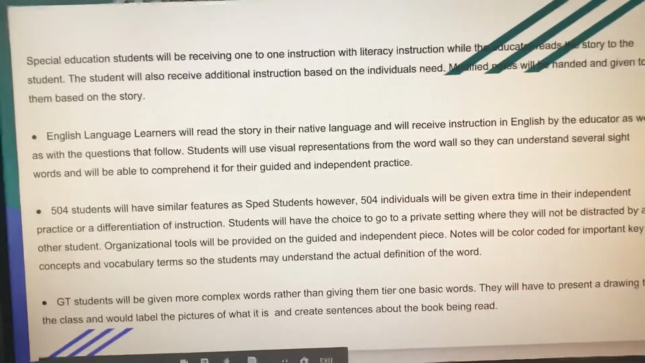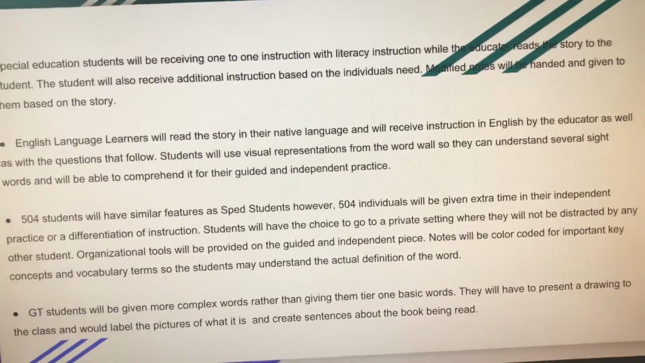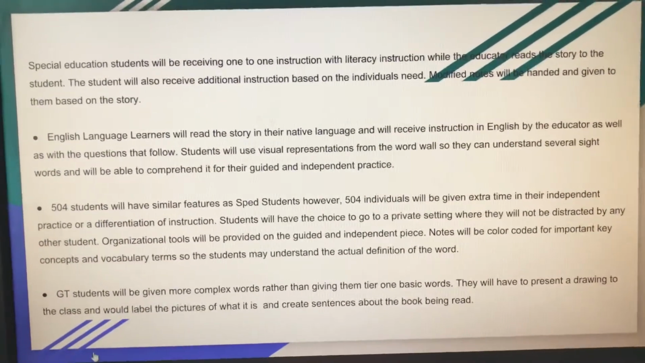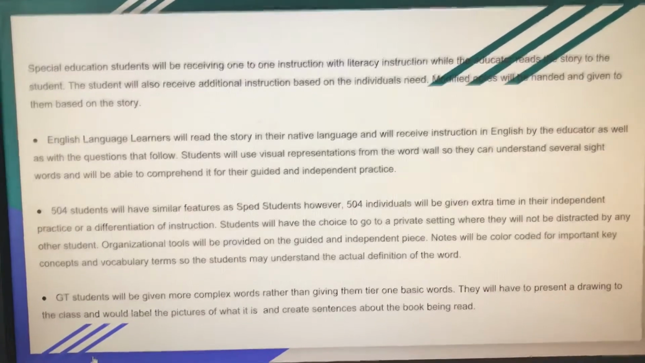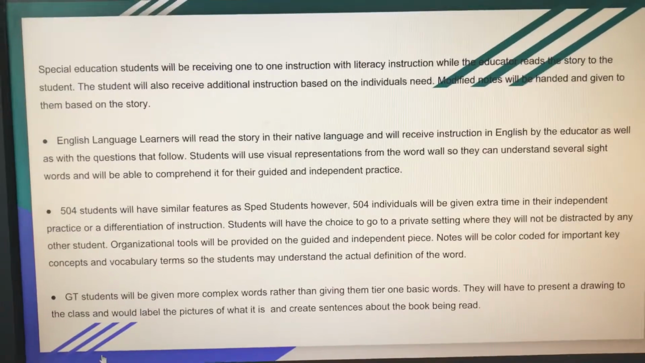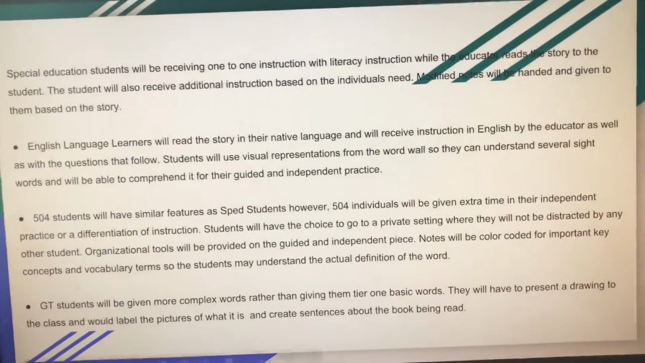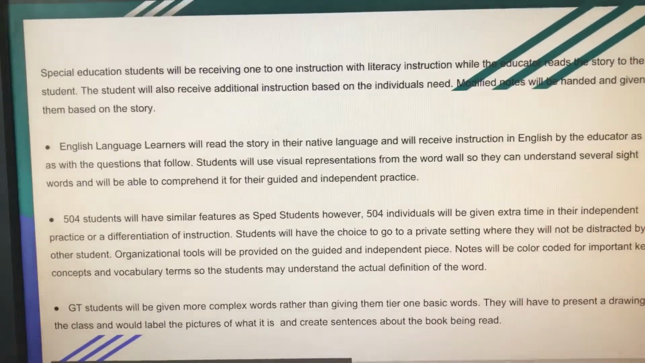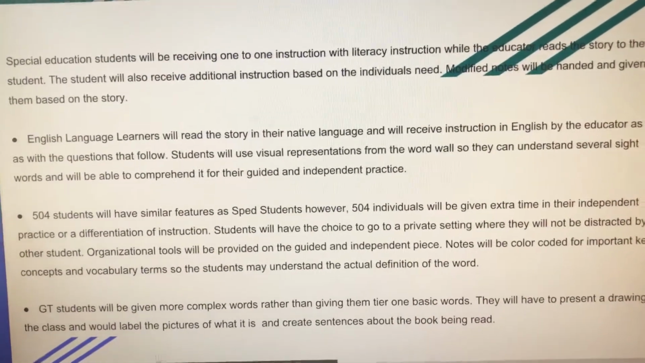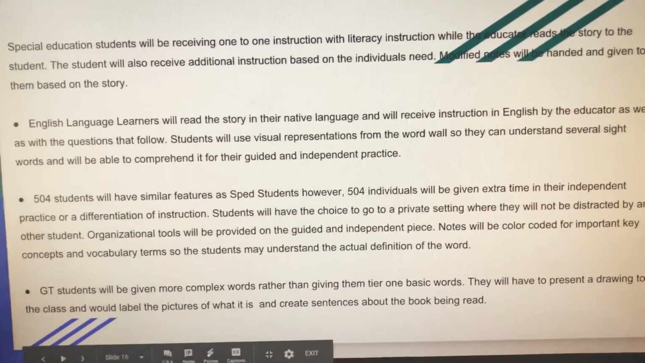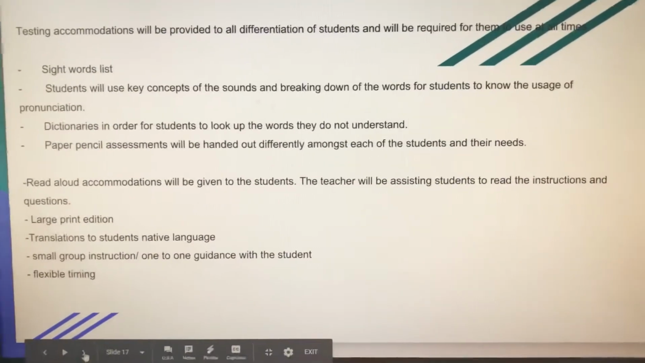These will be the different types of differentiations that they would come across while being in class. So we would have English language learners, 504 students, GT students, and they would be given their own prior needs and accommodations as well as modifications.